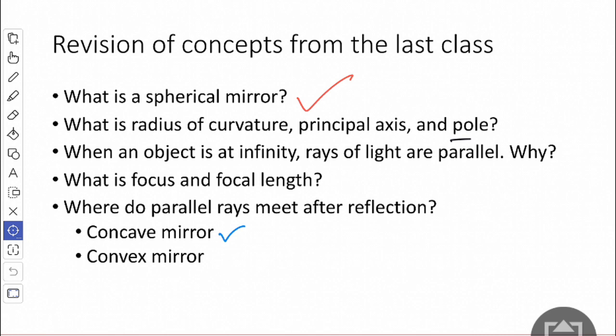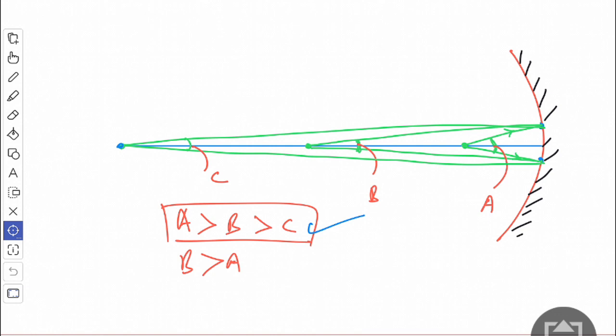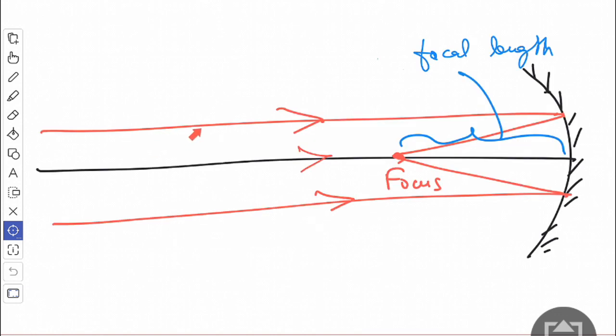And by the way, if this concept is not clear, remember I said that when parallel rays go, they come and meet at the focus. If this is not clear, let me explain. I think some of you said that this was not clear. Let me quickly explain that also. Okay. It's again very intuitive, very easy to understand. So don't worry, I will explain to you very nicely.